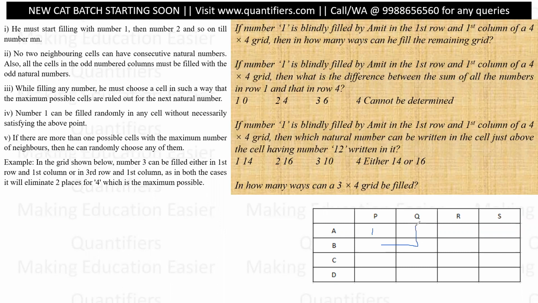Now 2 cannot be filled over here, right? Neither here, neither here. Correct. And here it cannot come anyway because odd numbers will come here. All right. So 2 can be filled here, here, and any of these places.